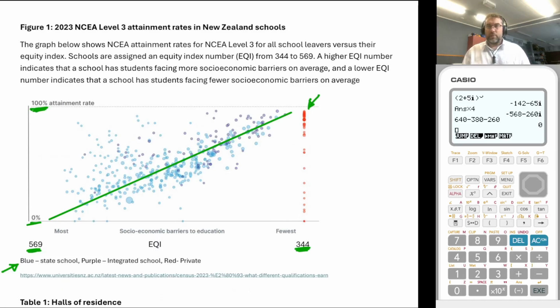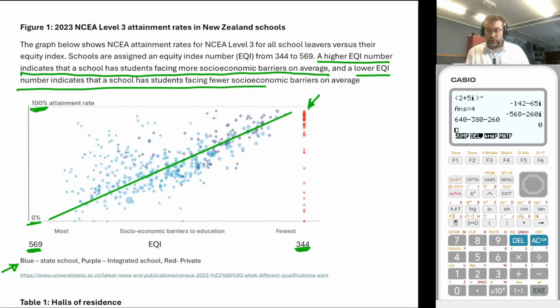Using some of my knowledge about schools, which we all have, private schools tend to be where the rich students are. And if we read about equity index numbers, it says a higher EQI number indicates that a school has students facing more socioeconomic barriers on average, and a lower EQI number indicates a school has students facing fewer socioeconomic barriers on average. So a lower EQI number, like 344, suggests that the student comes from a family that has lots of money or few socioeconomic barriers. So that's your private school students, and I think we can ignore them unless we get a specific question about it.